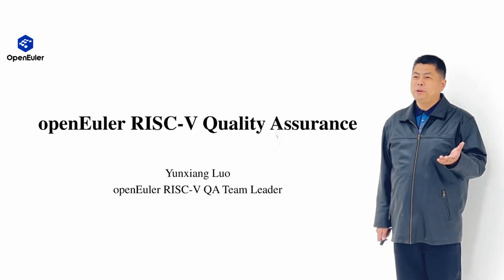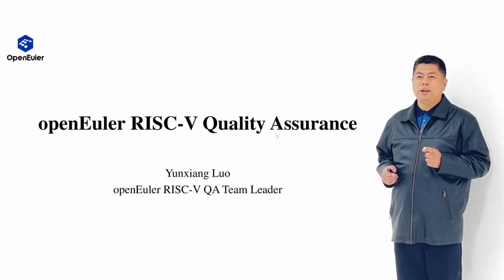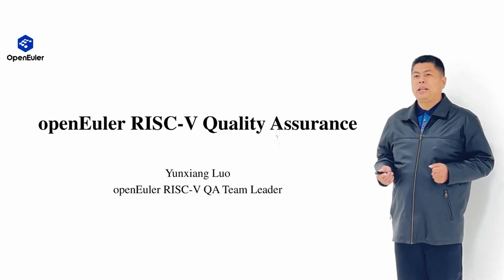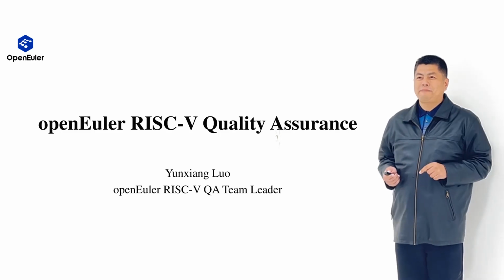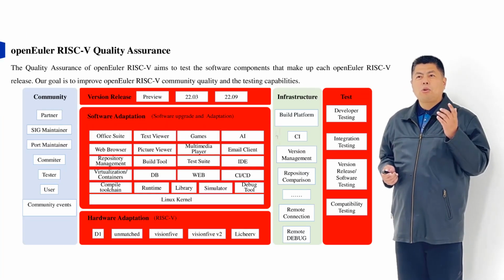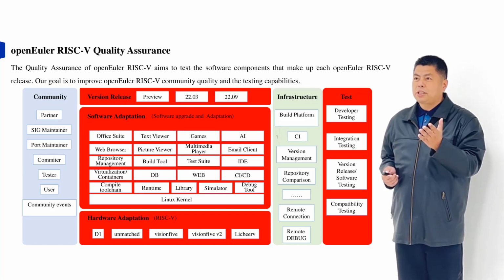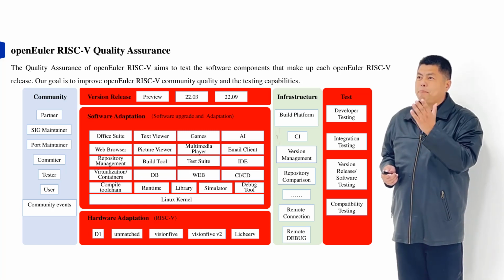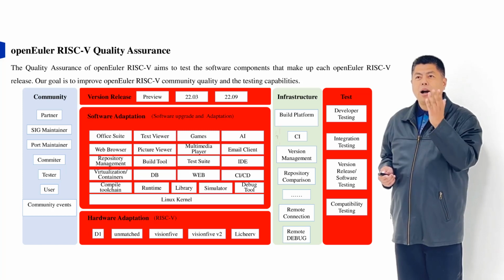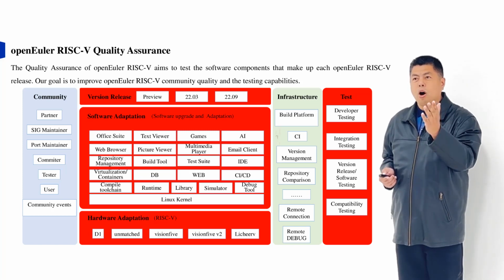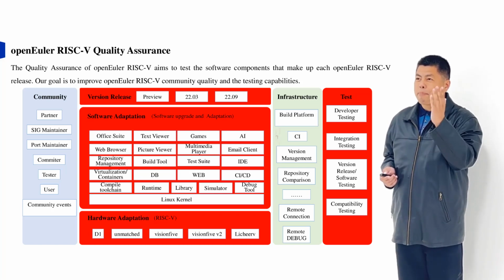Hello, I'm the openEuler RISC-V QA team leader. My name is Yunxiang Guo. Today, we talk about openEuler RISC-V quality assurance. The quality assurance of openEuler RISC-V aims to test the software components that make up each openEuler RISC-V release. Our goal is to improve openEuler RISC-V community quality and testing capabilities.